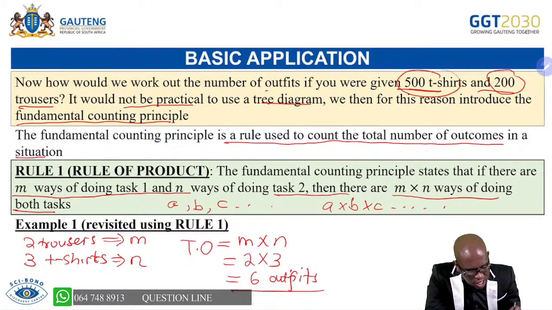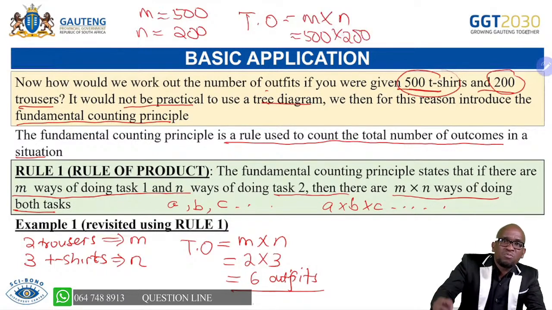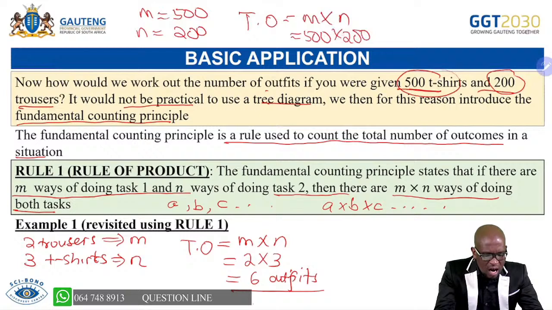For 500 t-shirts, we'll know that M is equal to 500 and N is equal to 200. To get the total outfits, this would be M times N. That would be 500 times what? Times 200. Then you'll be able to get the answer there. So that is the basic counting principle. That's the basic application of the counting principle.